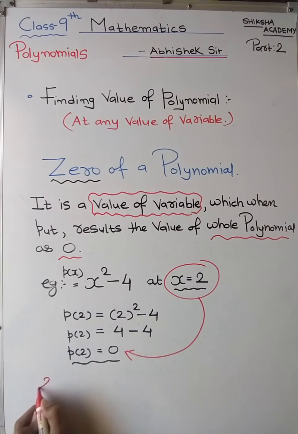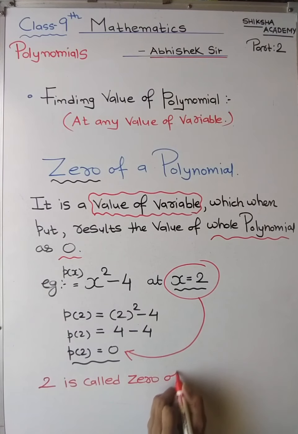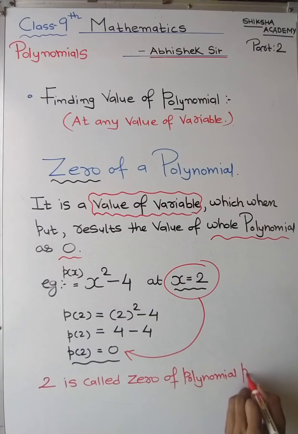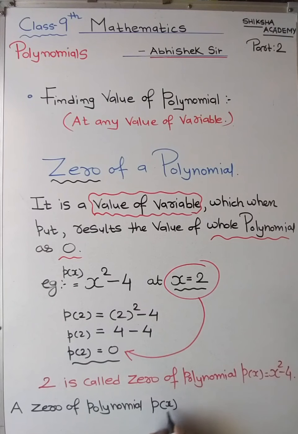So 2 is called the 0 of polynomial p of x, that is x square minus 4. Clear? So let us now conclude this topic with the textbook definition. Right? It is given on page number 33. A 0 of the polynomial p of x is a number.